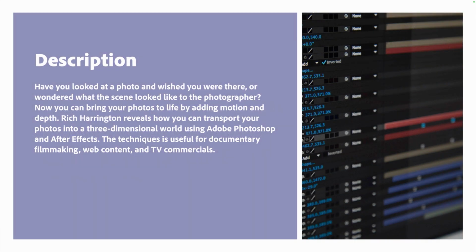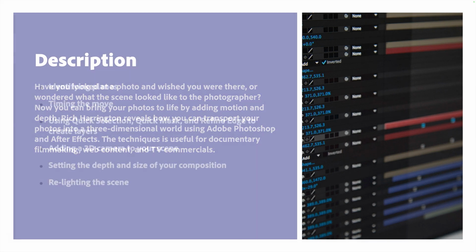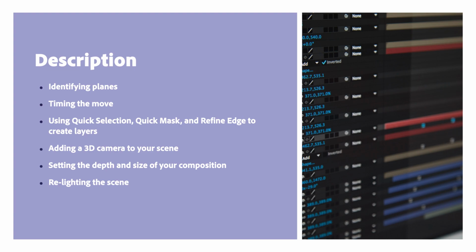What we're going to explore is how to actually step inside a photo and make it look as if we're moving through it. I'll show you how to cut things up in Photoshop into pieces, and then add cameras in After Effects to add life to a photo. You're going to learn how to identify planes, in other words, places where there's depth, and then figure out the timing for your camera moves.